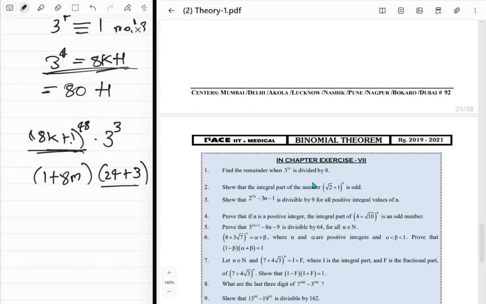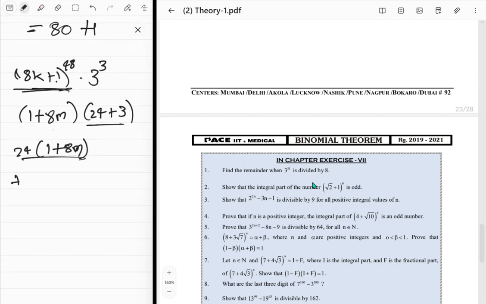So when you do the whole thing, you get 24 times 1 plus 8m. So that's just a multiple of 8. And then you get plus 3 times 1 plus 8m. So that will be 3 times 1 plus 3 times 8m. So notice, this thing is a multiple of 8. This thing is a multiple of 8.